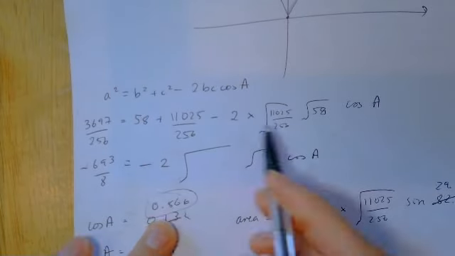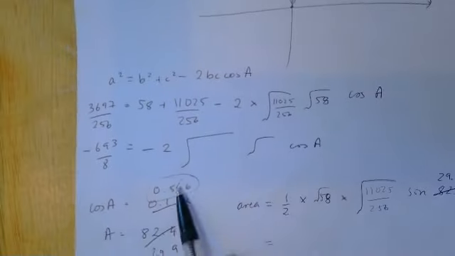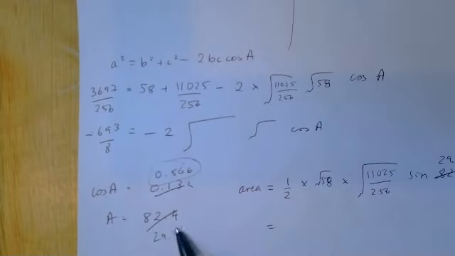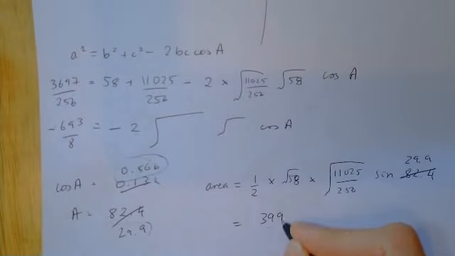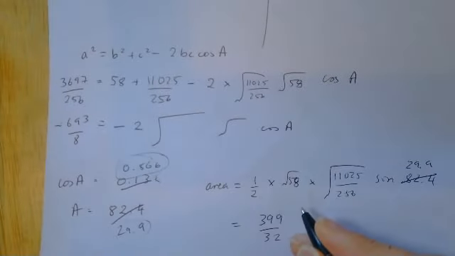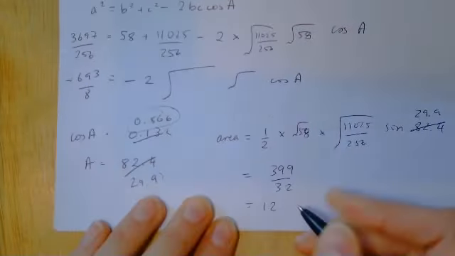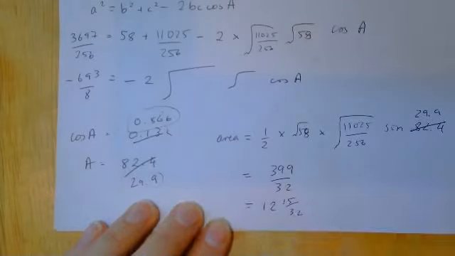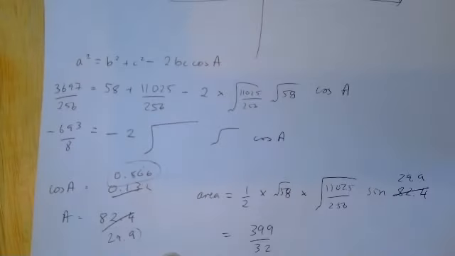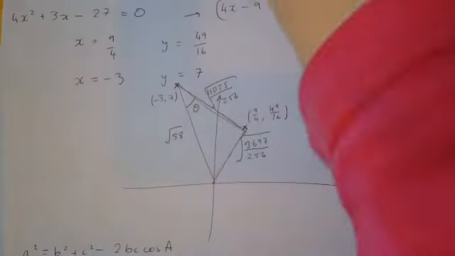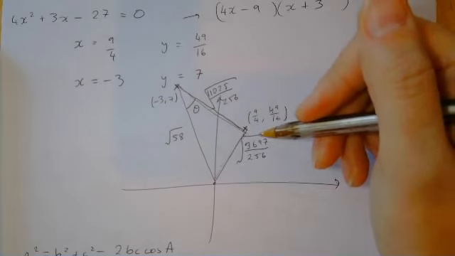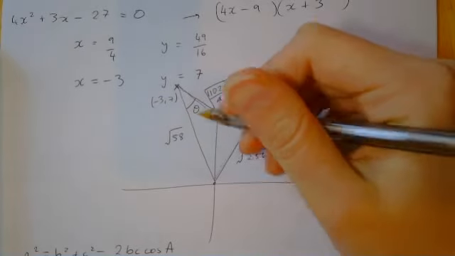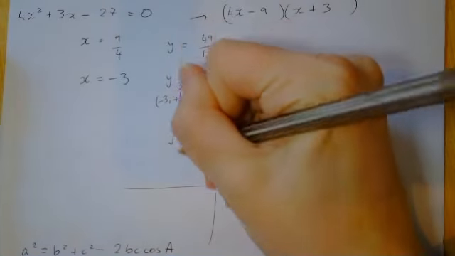Oh, what am I doing here? Okay, I panicked and paused. Right. This was wrong. I did this too quickly. This should have been 0.866. So this method is correct. 0.866. And then I inverse cos, which should give you 29.9. If you put that in there, it comes out as 399 over 32, which is 12 and 15 over 32, which is the answer. Unfortunately, I didn't pause long enough to think of a better way.